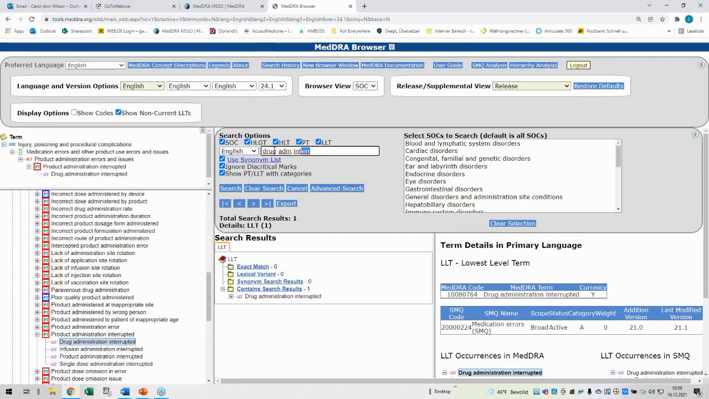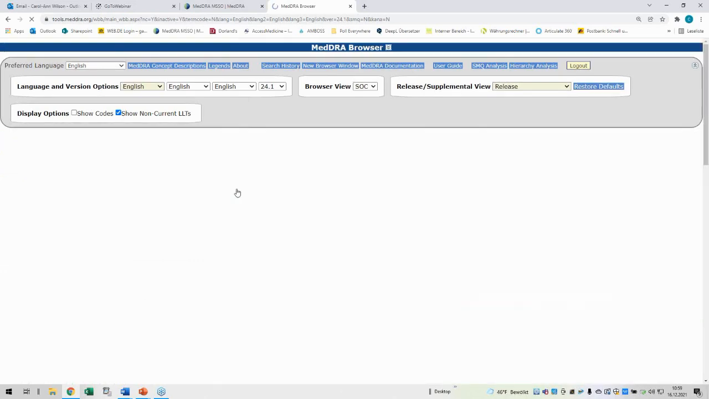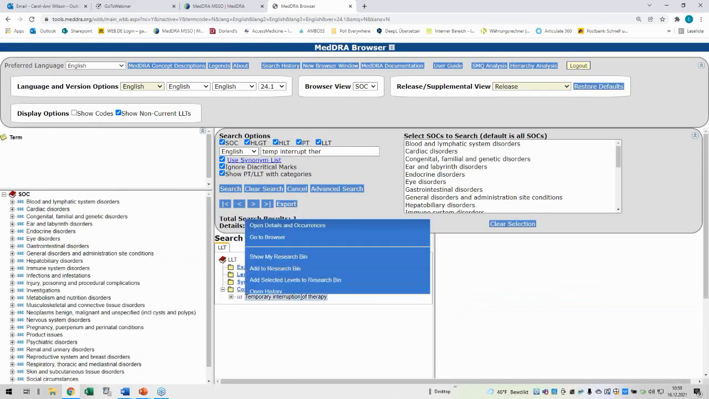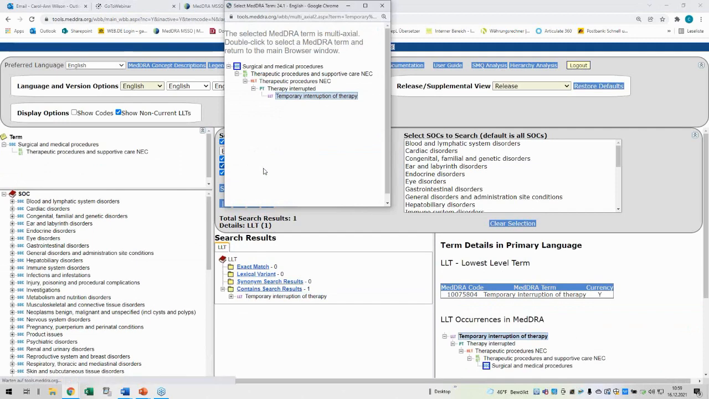The other possibility we had was temporary interruption of therapy. Just to be complete here, here it is to show you the hierarchy of this term. Go to browser.